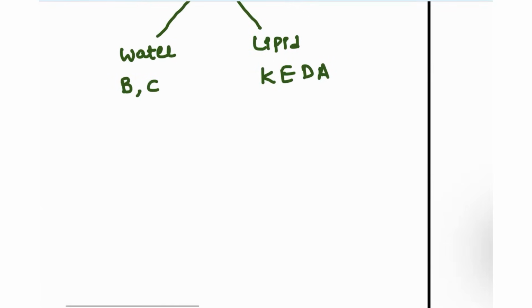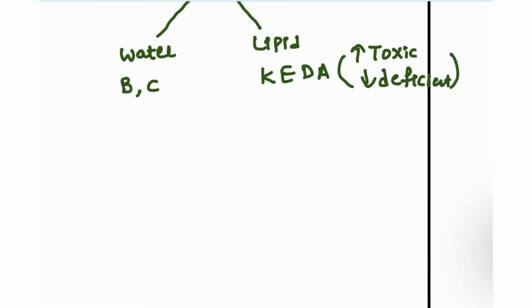What is the main difference? These lipid soluble vitamins can cross the blood-brain barrier also. And there is a high chance they can be toxic and at the same time they can be deficient. So both features can be seen in the fat soluble, whereas in the water soluble, you can only see the deficiency in the patients. This is one of the other differences.